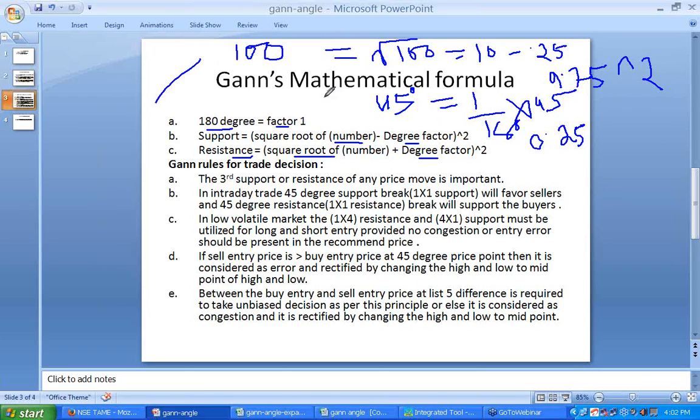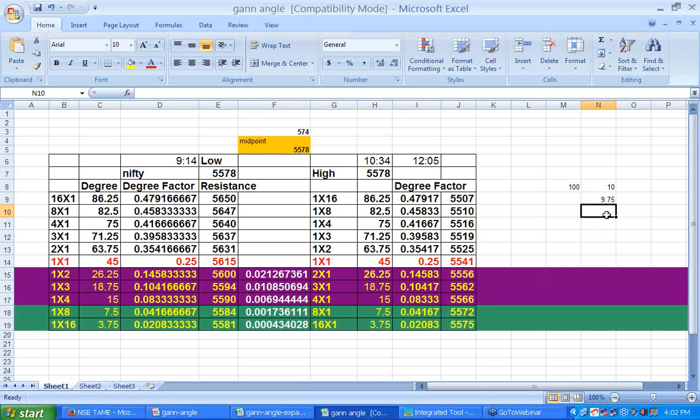If I want the 45 degree resistance trend line, how can you provide me this information? In the same way, you will take the square root of 100, which is 10. So 10 added with 0.25, which is the factor, and the entire thing you will take the whole square. This will give us the 45 degree resistance trend line. So this way we can calculate the trend lines and decide on the pricing part.